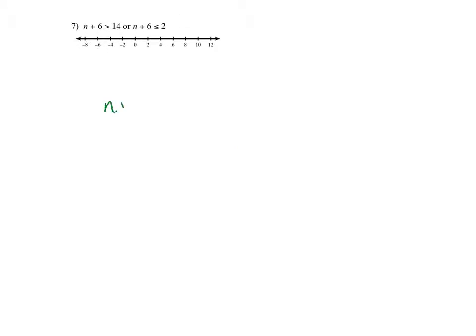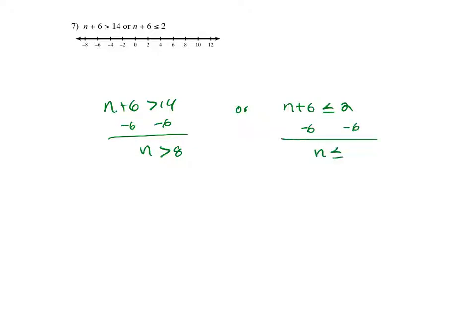Next one, I have n plus 6 greater than 14, and n plus 6 less than or equal to 2. Or, so -6, n is greater than 8, -6, -6, n is less than -4. So less than or equal to, right, and it's greater than 8.